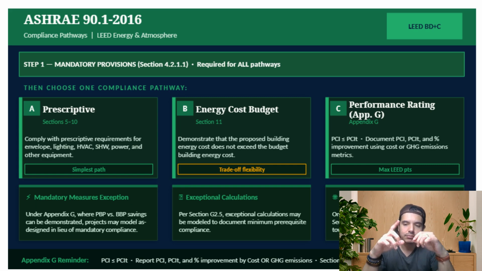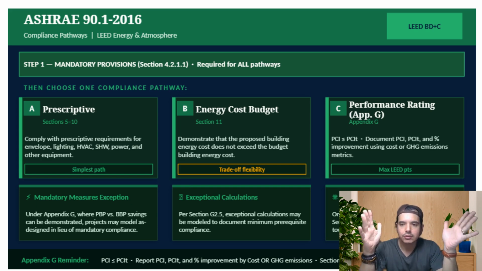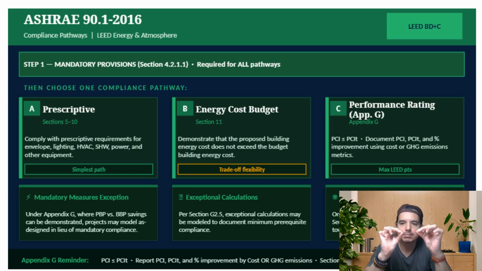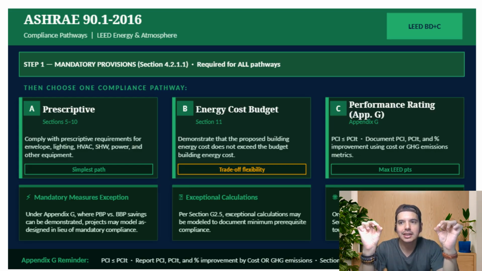The very first one is quite straightforward because it tells you exactly what to do: the prescriptive path. That one is, as I said, straightforward. It tells you exactly what is the insulation that you need in your windows, what is the insulation that you need in your walls, depending on where your building is located.